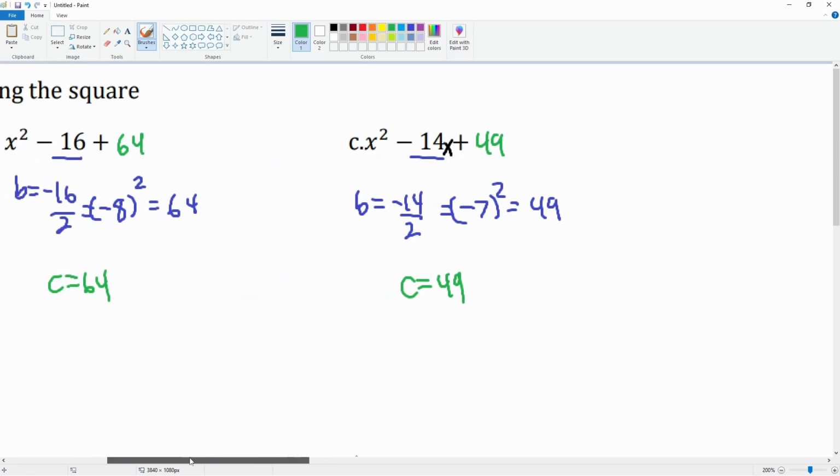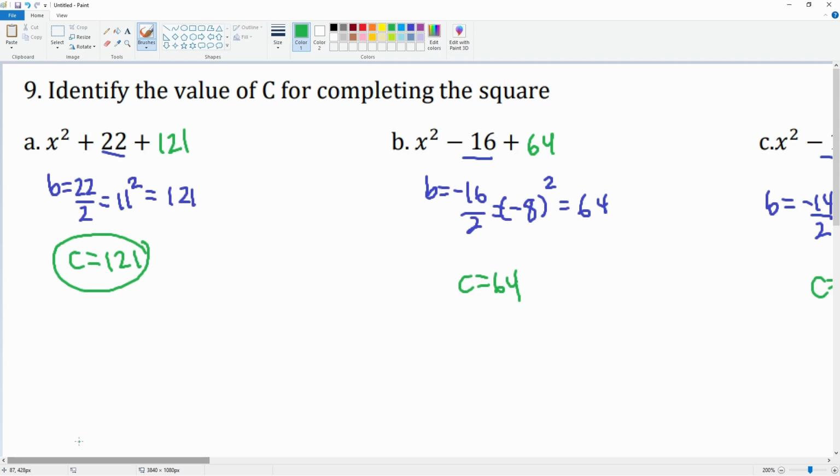So that is how you find the C value to complete the square. We get the B value, divide it by 2, square it, then add it as a constant.